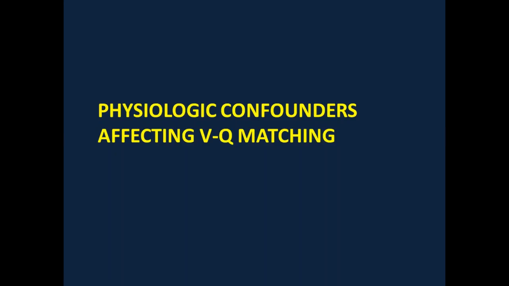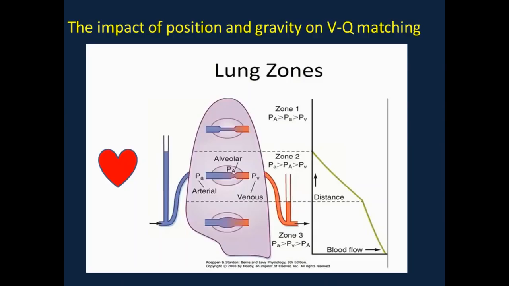So we have some physiological confounders affecting VQ matching. That's a normal lung in adult, and for a long time we assume that the upper part of the lung is getting less blood because of the gravity, and the lower part of the lung is getting more blood because of the gravity, which is not 100% right. It is the level of the heart, so any blood above the level of the heart, the lung will get less blood or less pressure, and the blood in the lower part of the heart will be perfused more, and the best perfusion will be at the middle of the lung.